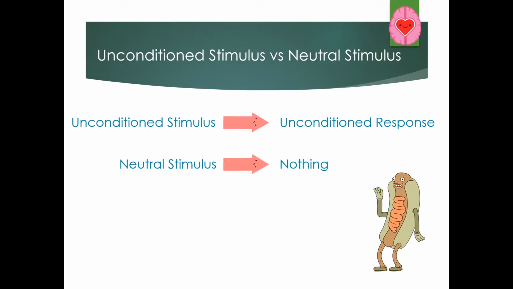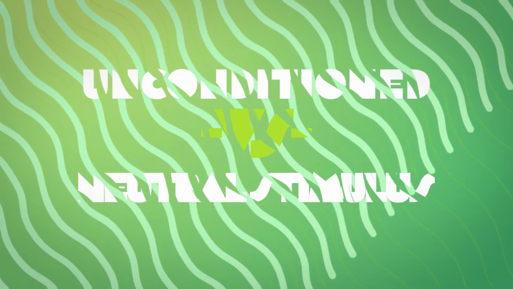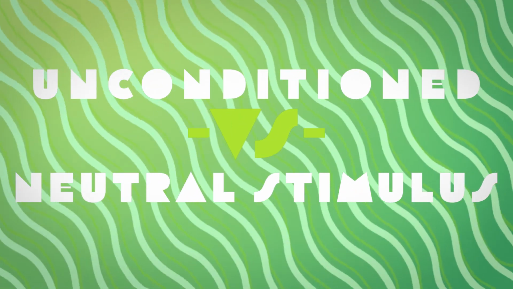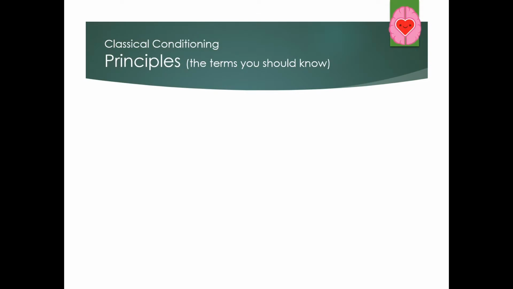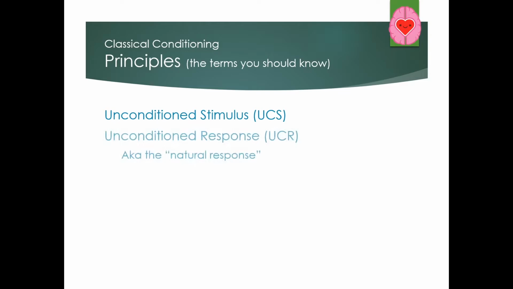But wait, if it's an unconditioned stimulus, it has to cause an unconditioned response. What's the unconditioned response? Well, if you really love hot dogs, the unconditioned response is salivating, because you're no different than Pavlov's dogs. That does it for unconditioned stimulus versus neutral stimulus. So let's go on back and talk about these principles. So now you should be familiar with the unconditioned stimulus, the unconditioned response and the neutral stimulus. And you definitely now know the difference between the unconditioned stimulus versus the neutral stimulus.